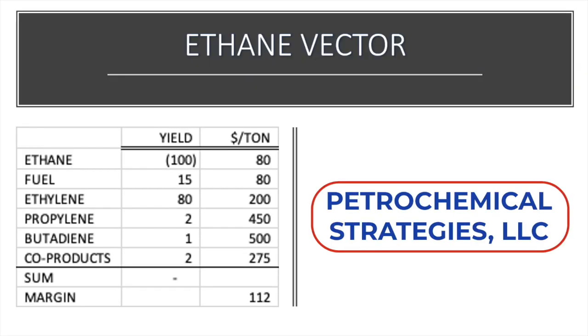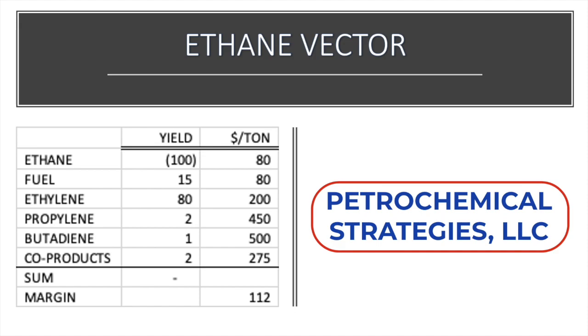I went to the internet to get some generic yields for cracking natural gas liquids, which I'll use in the presentation today. Every cracker is different, but it is fair to say that cracking ethane will produce a lot of ethylene and a lot of fuel gas. This chart shows that for every 100 tons of ethane inputted, you'll make 15 tons of fuel, 80 tons of ethylene, with the rest of the mass being made up by propylene, butadiene, and other co-products. The prices and costs in the right-hand column represent recent market averages and not specific prices for any particular day.